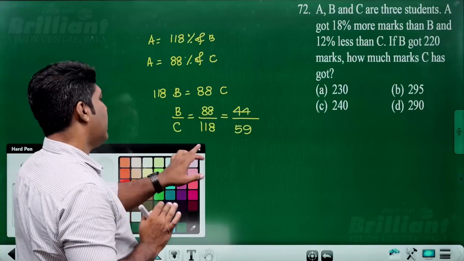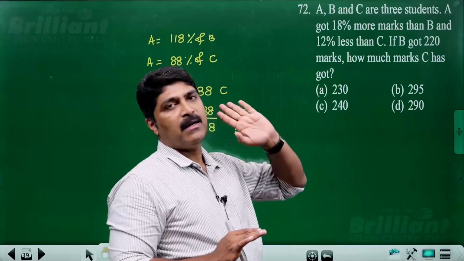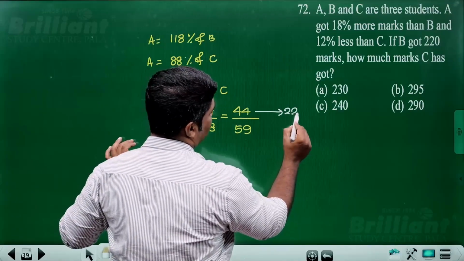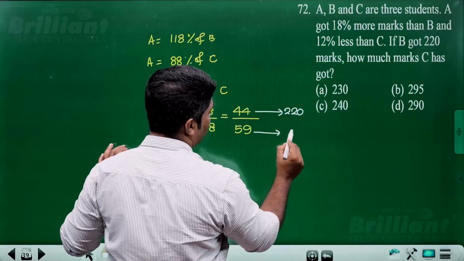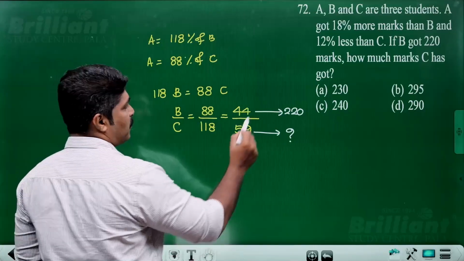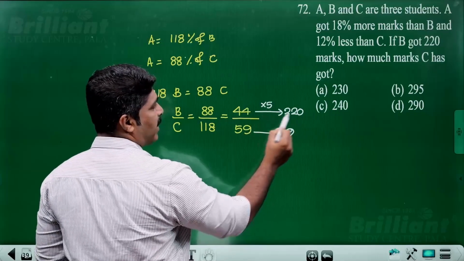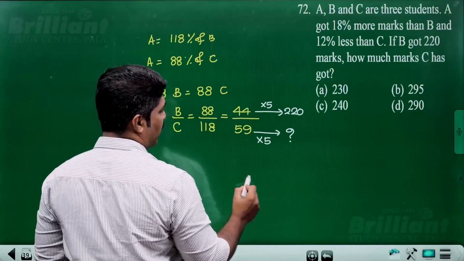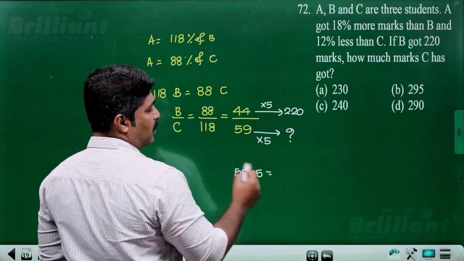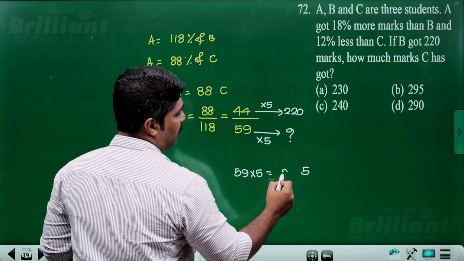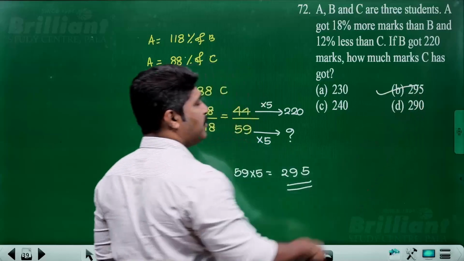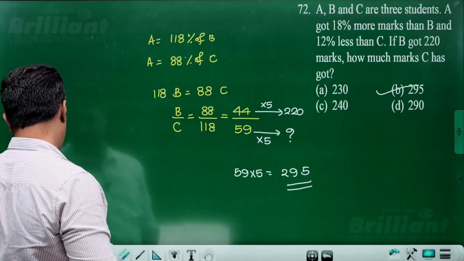So what is the additional data given here? If B got 220 marks, this 44 is representing 220. Then what does this 59 represent? It's a direct unitary kind of approach here. We know that 44 into 5 will be equal to 220, therefore 59 into 5. What is 59 into 5? This is equal to 295. So the answer is option B, 295.